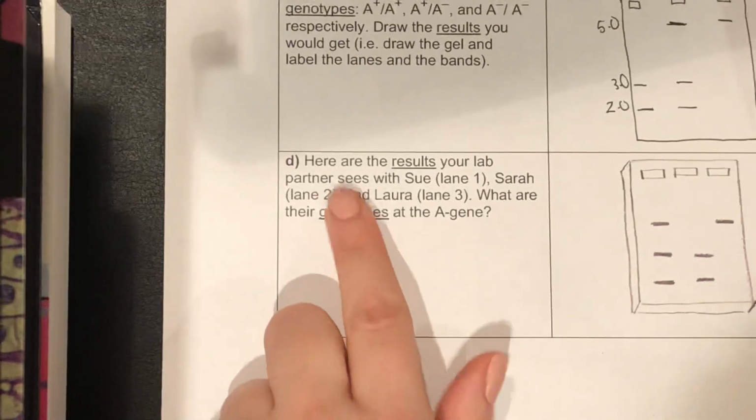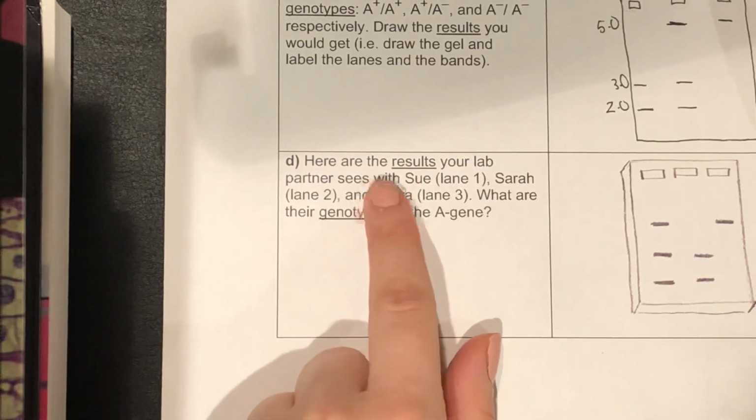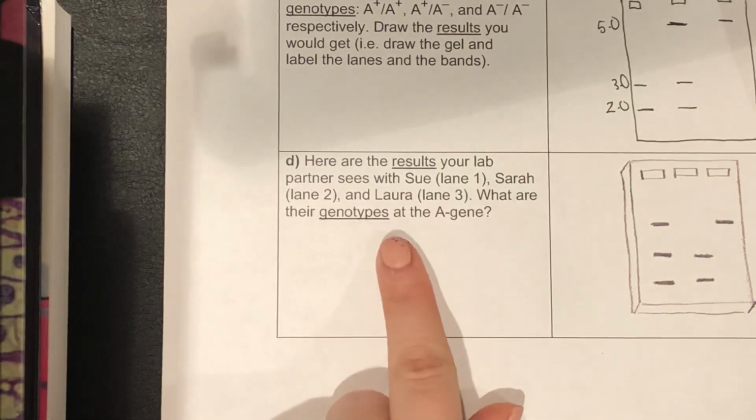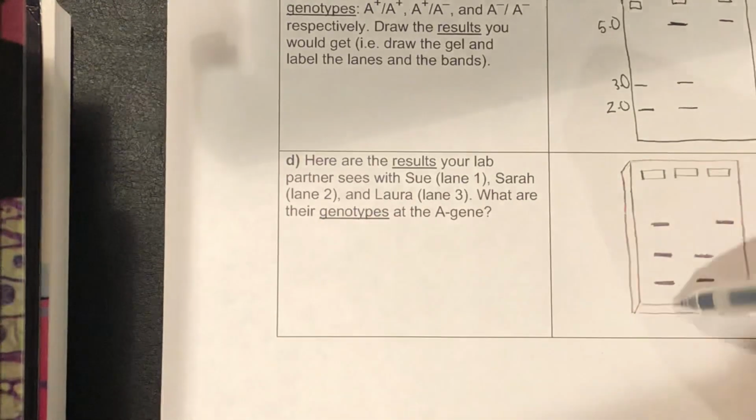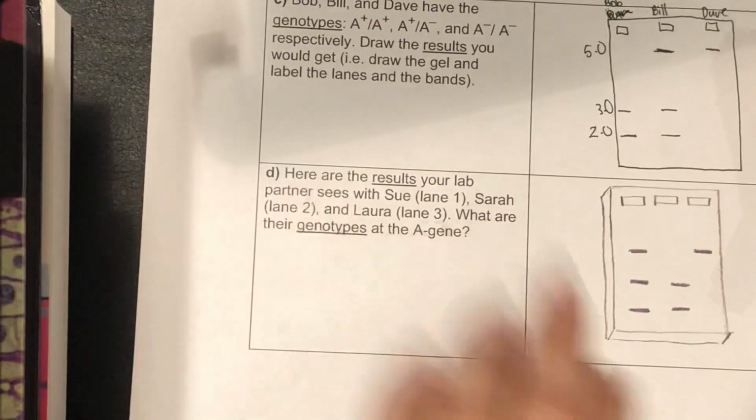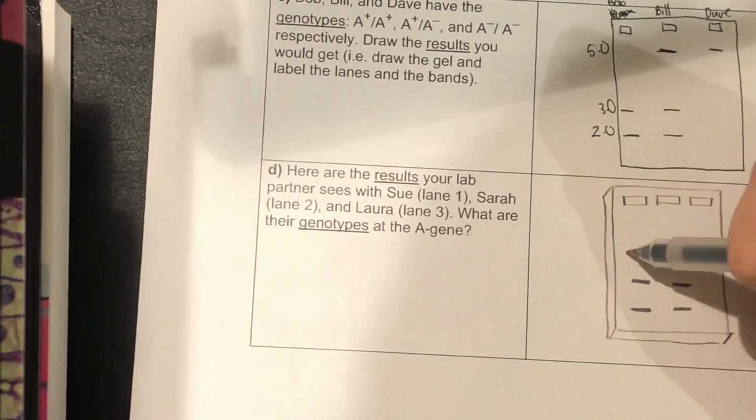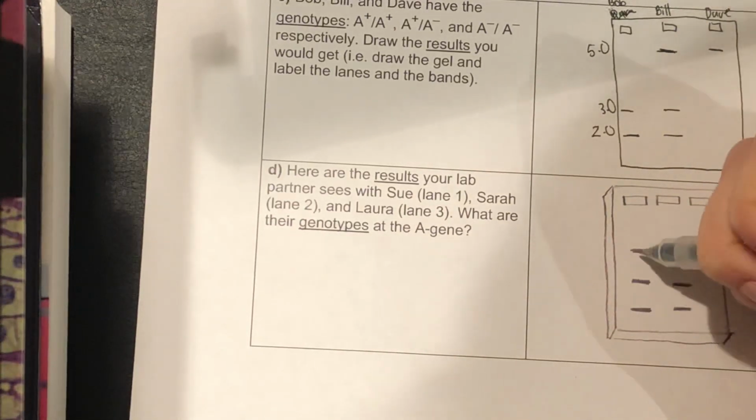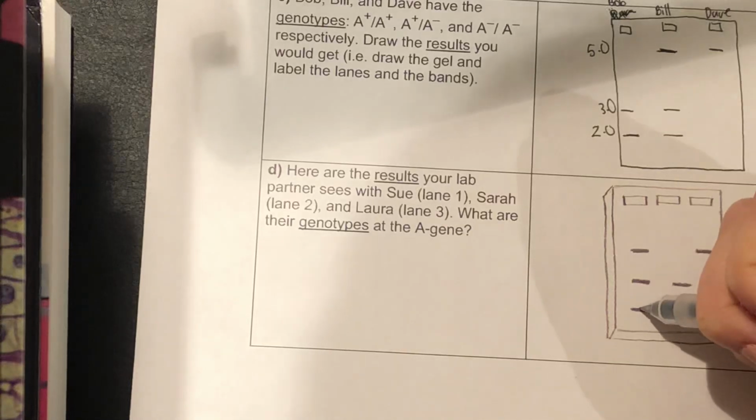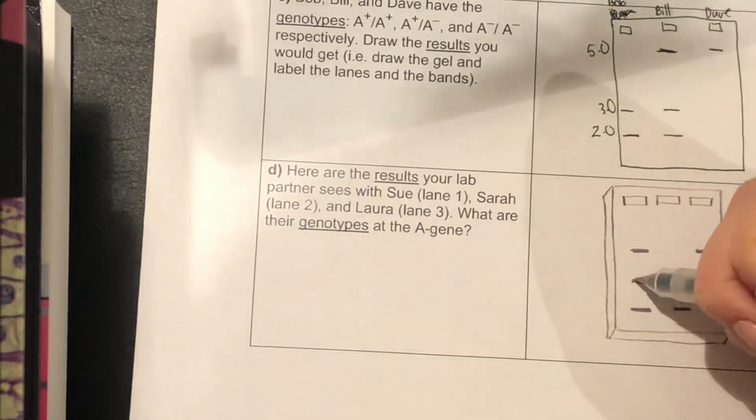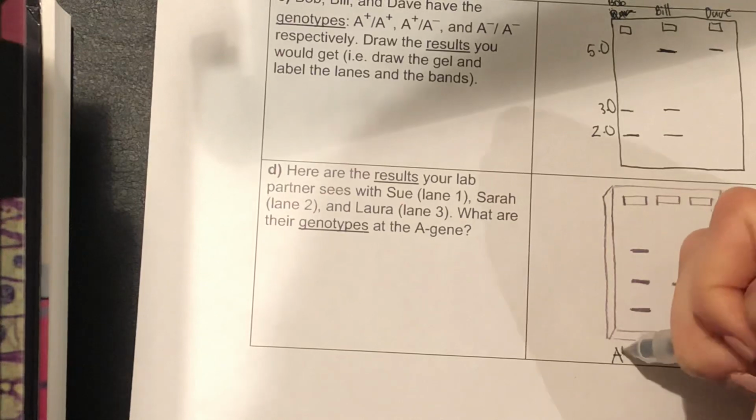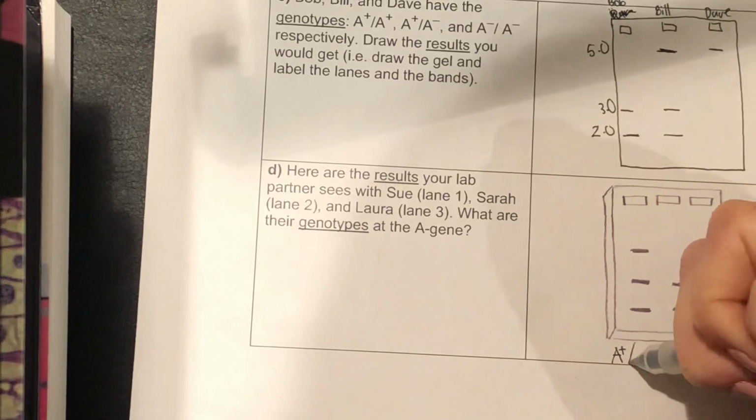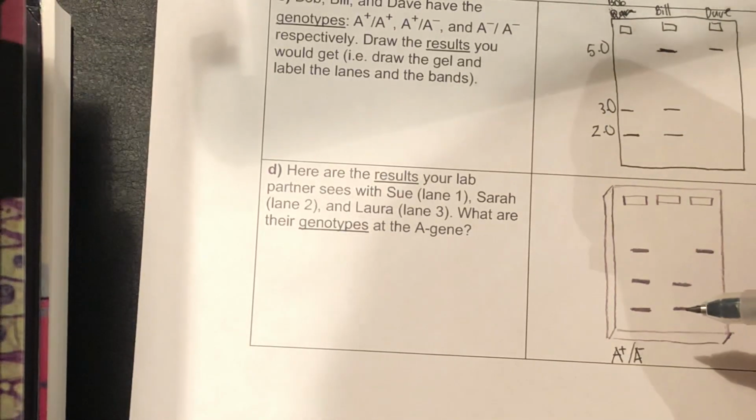Part D tells us that here are the results your lab partner sees with Sue, Sarah, and Laura. What are their genotypes? So let's take a look first at Sue. Sue, as we can see here, has 3 bands, right? One presumably at 2, 1 at 3, and 1 at 5. So if she has bands at 2 and 3, that would tell us she has an A+. But because we also see a band at 5, we know that she must also have a non-functional allele as well.